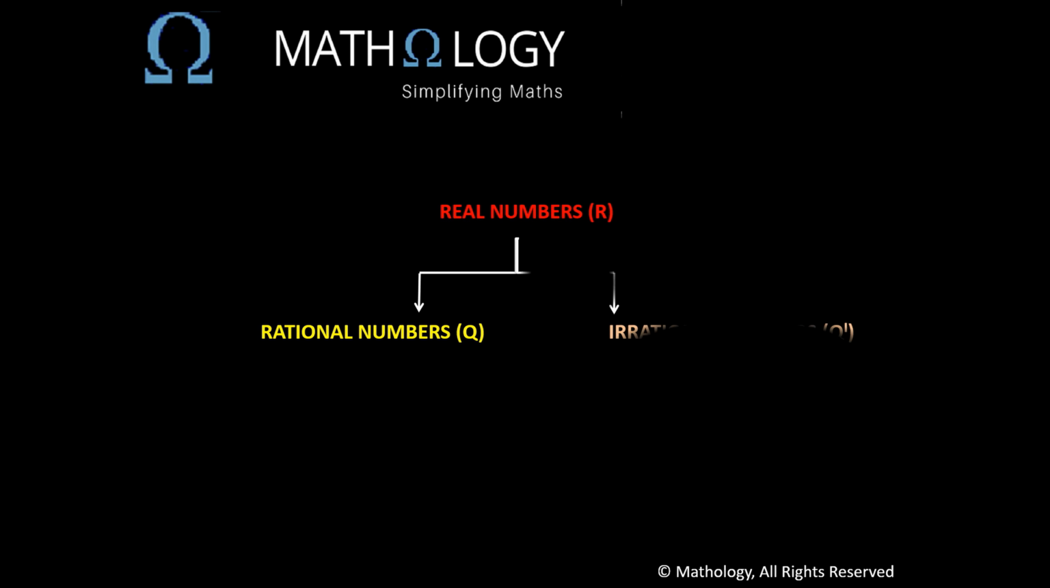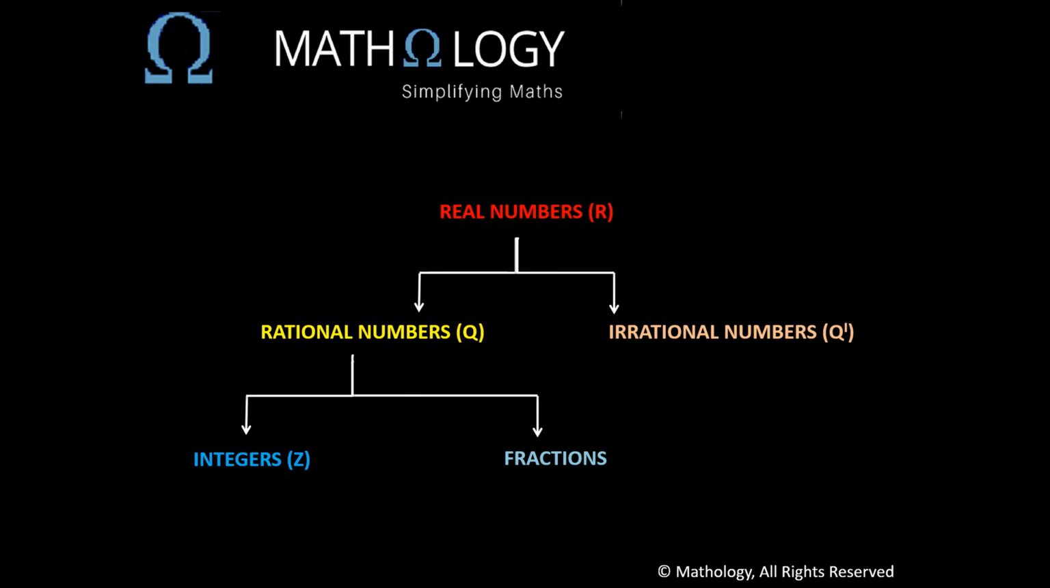The set of real numbers is divided into the set of rational numbers and the set of irrational numbers. The set of rational numbers is further subdivided into the set of integers and the set of fractions. A rational number is therefore any number that can be written as a fraction. Conversely, an irrational number is any real number that cannot be written as a fraction. For example, the square root of a non-square number.